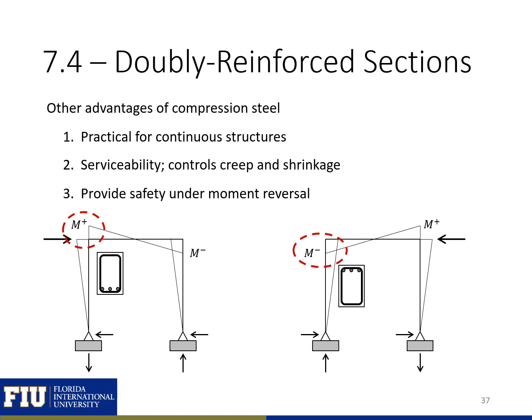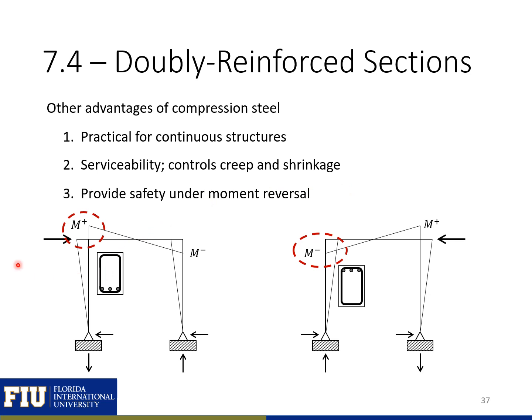Adding compression steel also provides a safety under moment reversals. If we design for load in one direction, it'll cause moments in our section. So it may cause positive moments, in this case, in this joint, which we can resist using our positive moment reinforcement. But if we have a load reversal, so in this case, a lateral load in the other direction, we can get negative moments at the same location. So providing our compression steel will allow for these moment reversals to be handled by our section.